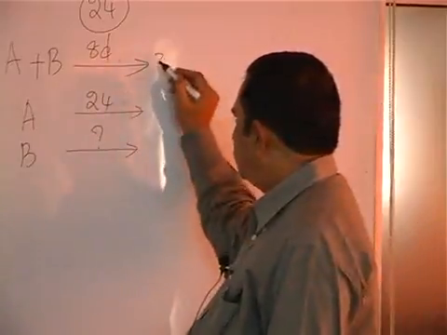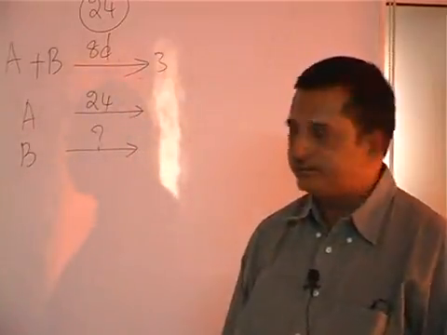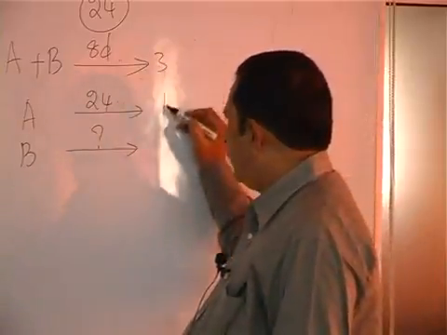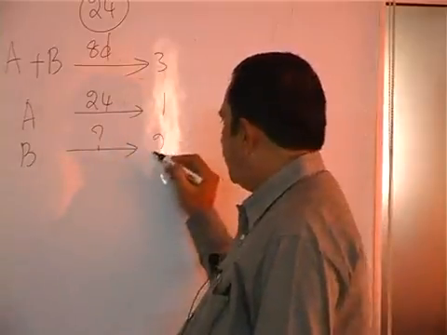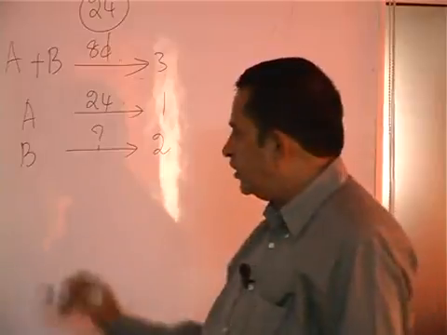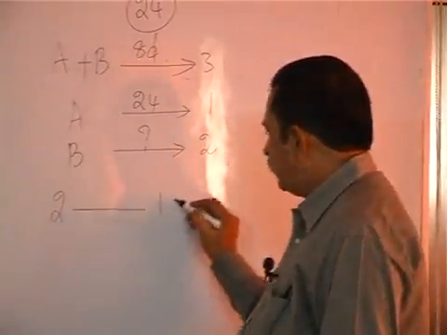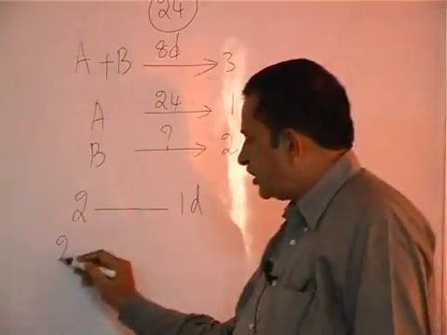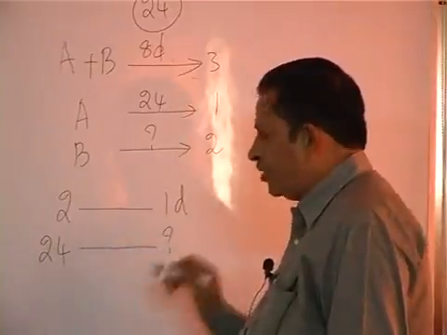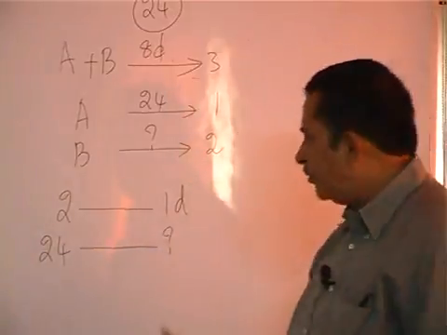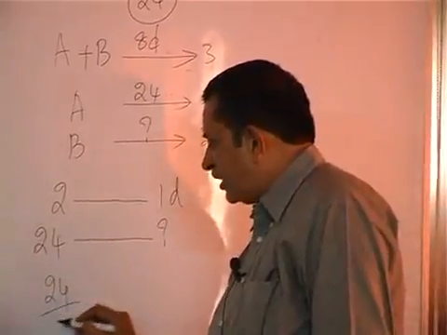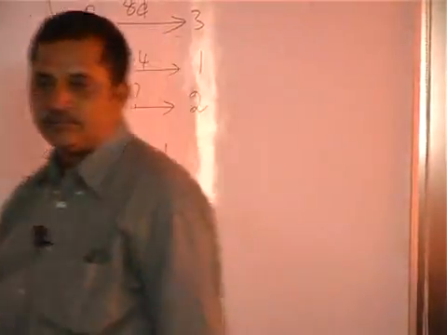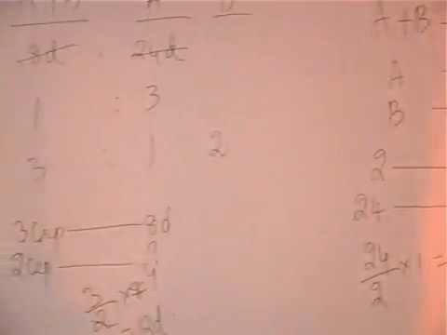A and B, 3 units per day. A, 1 unit per day. From the work of A and B, subtract the work of A, B will do 2 units. In order to complete 2 units, 1 day is required for B. To complete the total work, that is 24 units, how many days are required? More number of days are required. More by less into 1, that is 12 days. Right? Next.